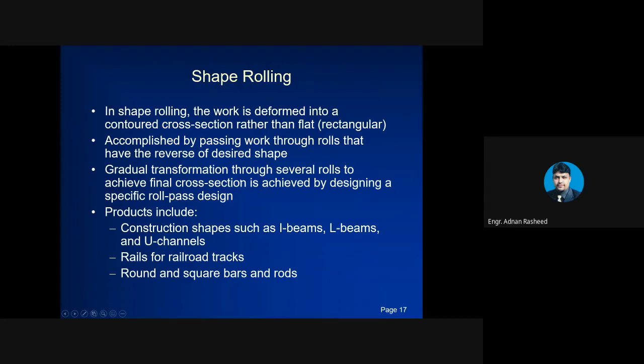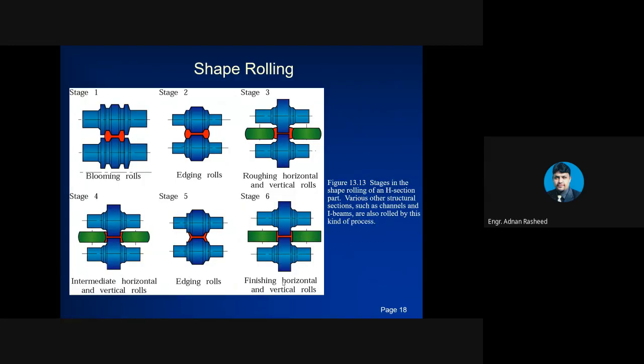Gradual deformation through several rolls to achieve the final cross section is achieved by designing a specific roll pass. You will see in the example, and you have already seen, that by passing it through different rollers, you get your final roll pass design. Products that we get from shape rolling are construction shapes such as I-beams, L-beams, and U-channels, rails for roads and tracks, round and square bars, and rods. So this is an example of shape rolling.